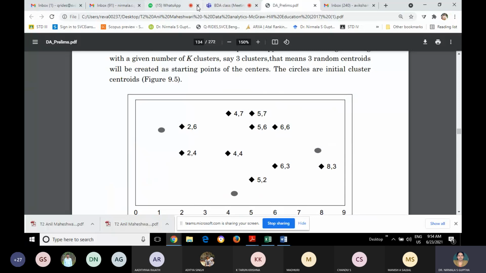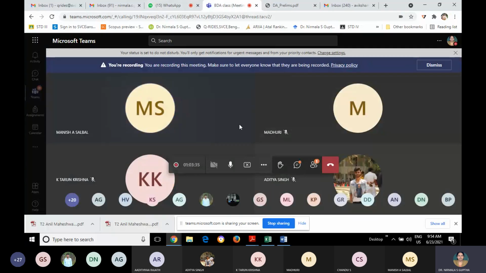What is that noise? Could you please mute yourself if somebody is unmuted?